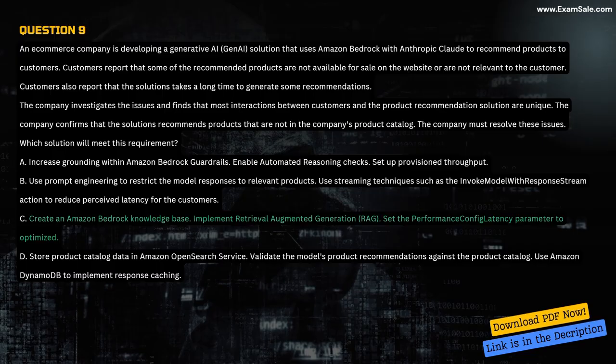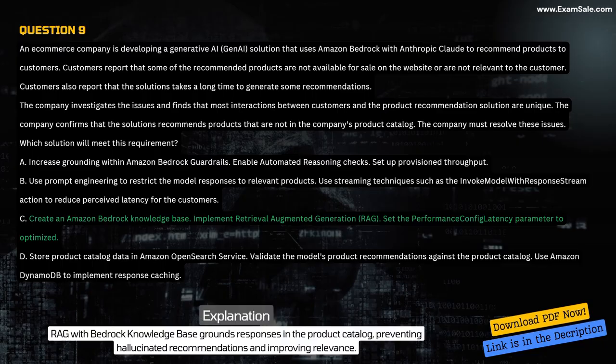Correct answer, C. Create an Amazon Bedrock knowledge base. Implement Retrieval Augmented Generation (RAG). Set the performance config latency parameter to optimized. Explanation: RAG with a Bedrock knowledge base grounds responses in the product catalog, preventing hallucinated recommendations and improving relevance.